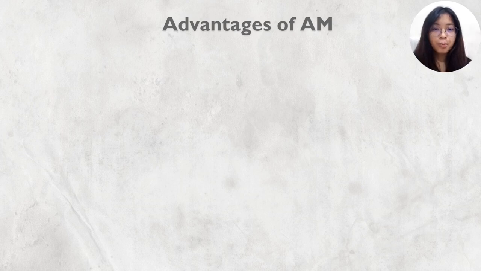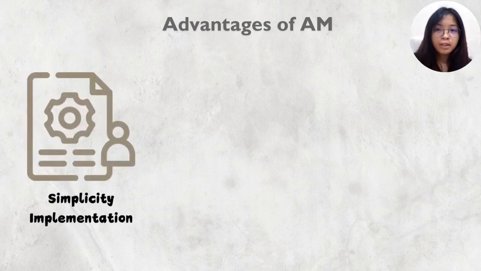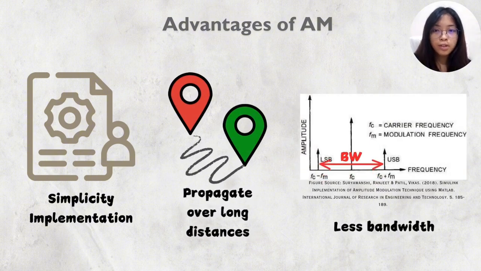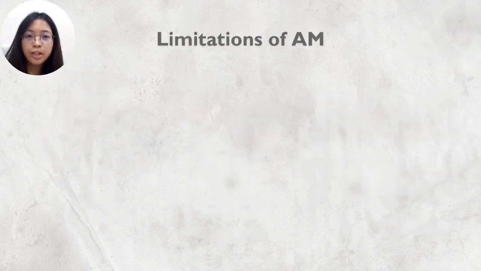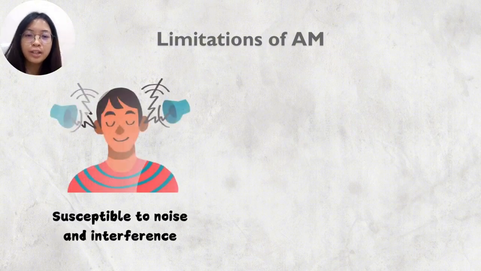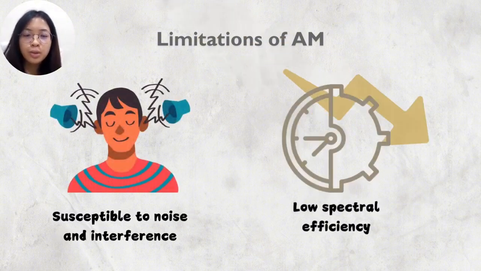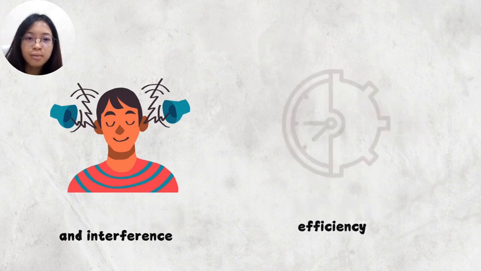Amplitude modulation is popular for a few reasons. First, it is simple to implement. Second, it can propagate over a long distance, especially at night. Third, it requires less bandwidth compared to other methods. However, amplitude modulation has a few limitations: it is easily affected by noise and interference. Next, it has low spectral efficiency, which relates to the power transmission.